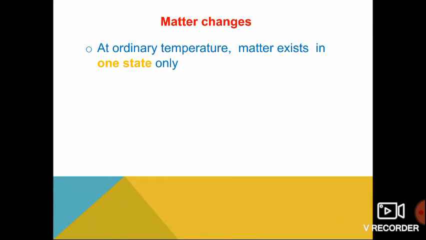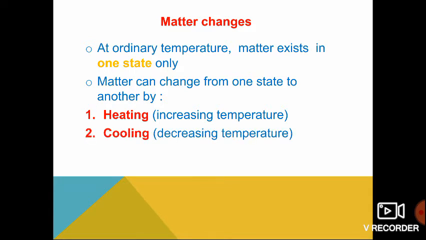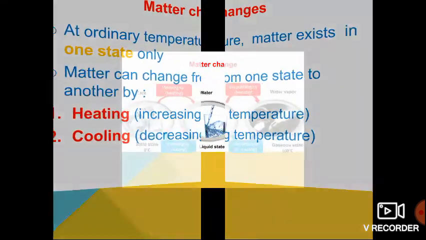Then we have matter changes. At ordinary temperature, matter exists in only one state. Matter can change from one state to another by heating, which is increasing temperature, or cooling, which is decreasing temperature.